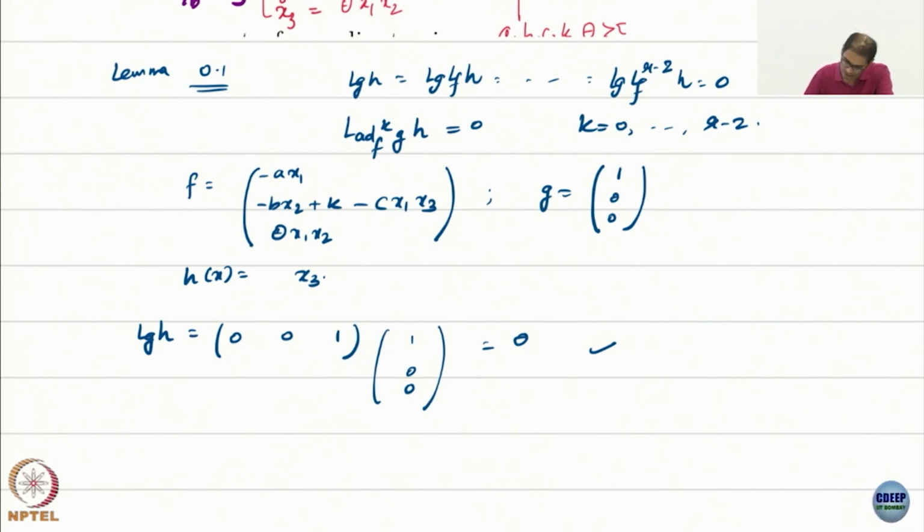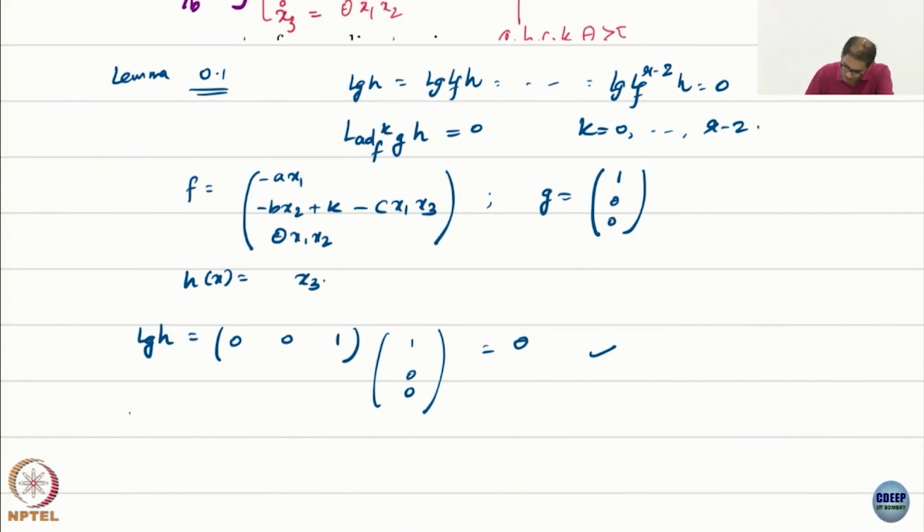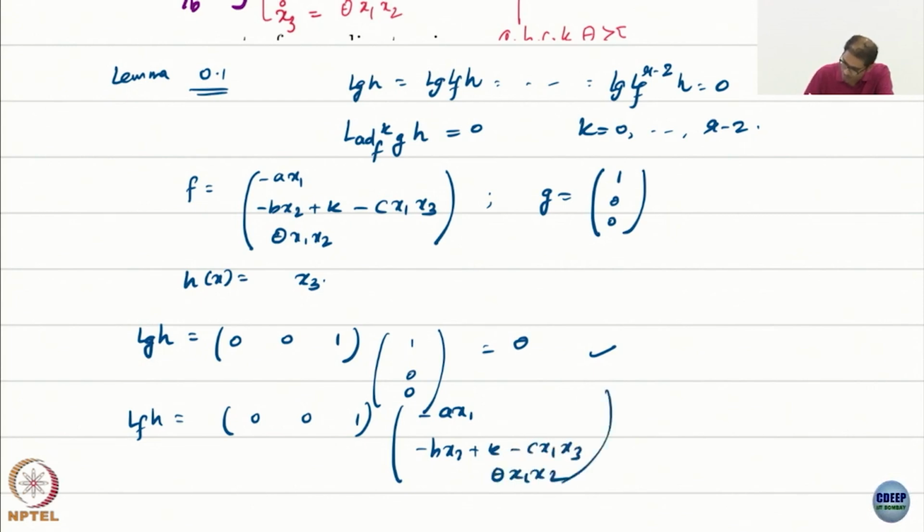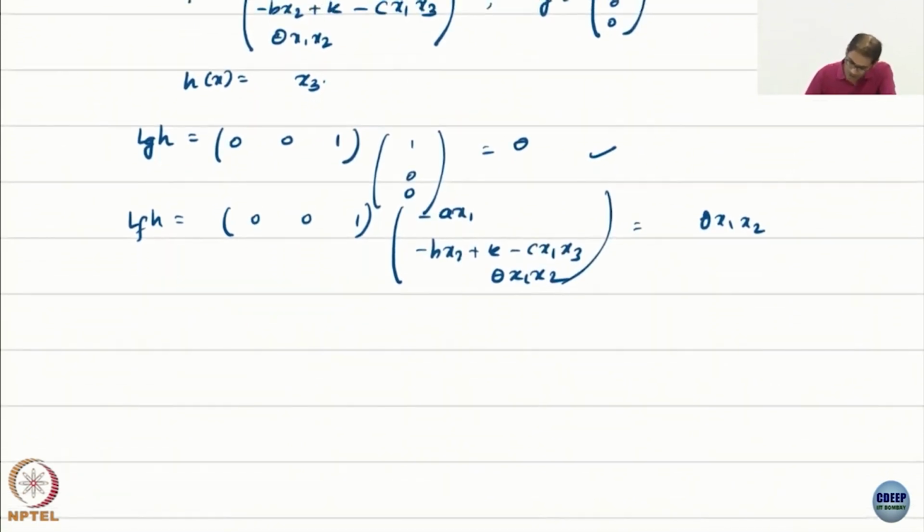Did I get this correct? Yeah, I think I got this correct, right? What is LfH first? LfH is again 0, 0, 1 multiplied by this mess: minus a x1, minus b x2 plus k, minus c x1 x3, theta x1 x2. Okay, what is this? Theta x1 x2. Thank you. Alright, now we do Lg of LfH. Or LgLf, I can put the bracket, that's fine. Yeah, it's a distributive operation.